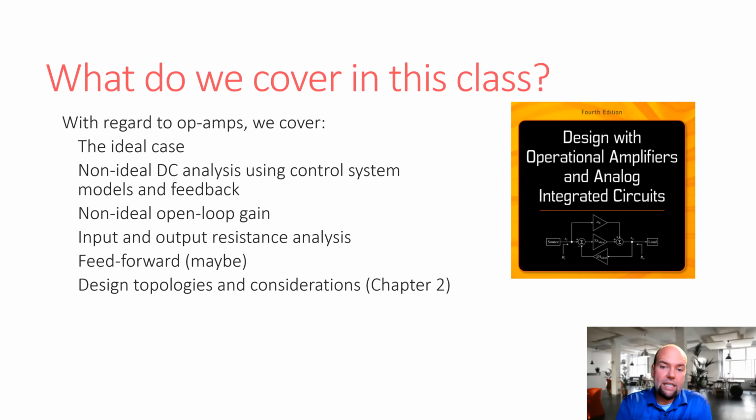So for this class, we're looking at DC analysis. We're not doing stability. We're not doing phase. We're not doing Bode plots and things like that. You'll do that in the follow-up to this class. So in this class, on op amps, we cover the ideal case. We cover non-ideal DC analysis using the control system model. So we introduce the control system model. You'll get a lot of control system model, and you can see the cover of the book that we use shows a control system model on there with feedback and feed forward. And so we use the control system model to do our analysis of these systems, forward gain, feedback gain.